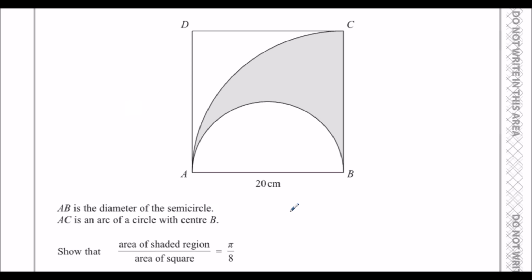And we need to show that the area of the shaded region over the area of the square is equal to pi over 8. So we need to work out the area of the shaded region and the area of the square, then put 1 over the other one. So, well, we could do the area of the square first.